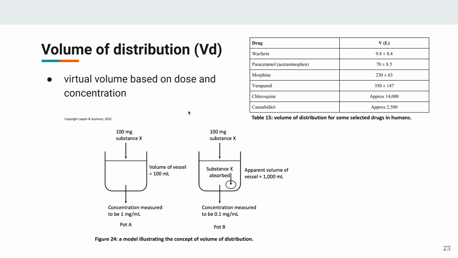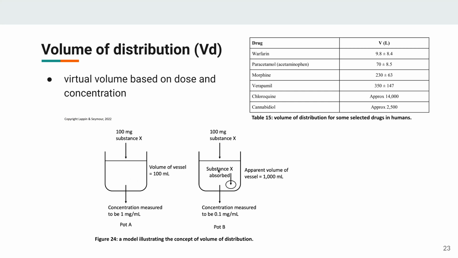Yeah, volume of distribution, like I mentioned, is a bit of a strange concept, but somehow really interesting. You put a certain dose in your system, for instance here 100 milligrams of a certain substance, and then you can measure the concentration in the plasma or in this fluid, and based on the concentration you can calculate a certain volume. So basically, if you put 100 milligrams in here and you measured 1 milligram per milliliter, then you can say, oh, my virtual volume is 100 milliliters.